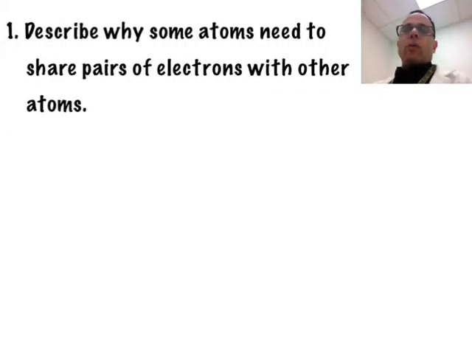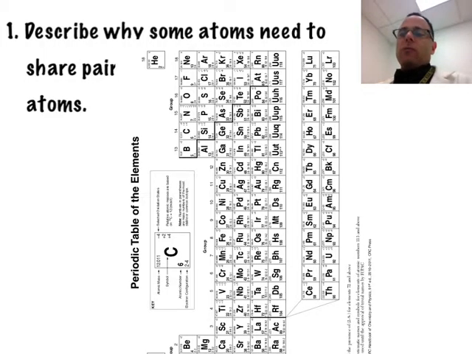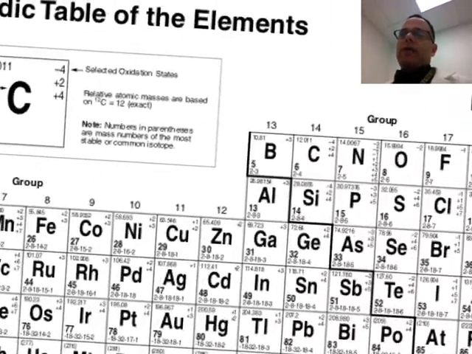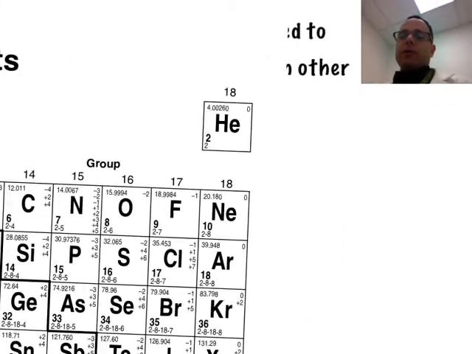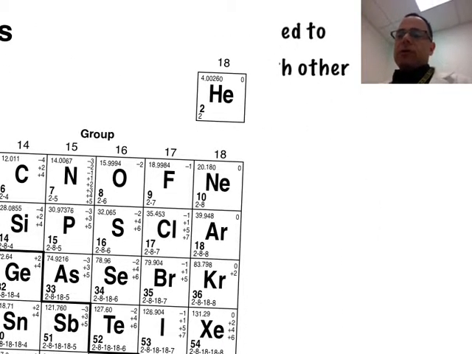Alright, so objective number 1. Describe why some atoms need to share pairs of electrons with other atoms. And for that, let's inspect our periodic table. Here we have these nonmetals. Now these nonmetals, they like to gain electrons.